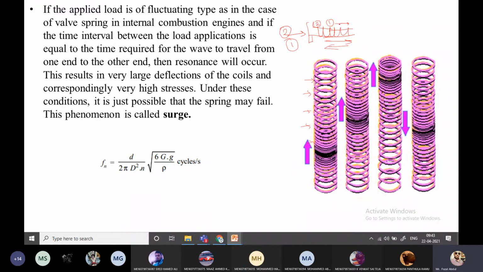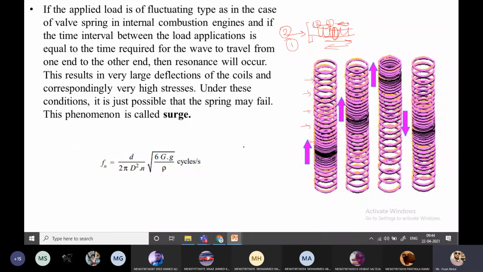Again, after the first deflection comes back, the second deflection is going down. This one is coming back and this one is coming down, so both are going to intersect here. Such a phenomenon is nothing but resonance being generated in the spring. At this time, there are high stresses crossing the permissible stress in the spring, and the spring may fail.